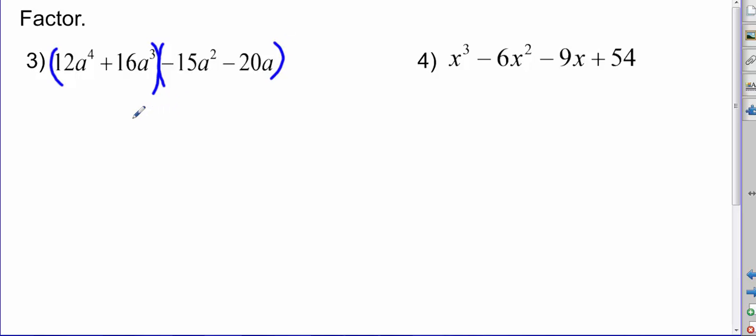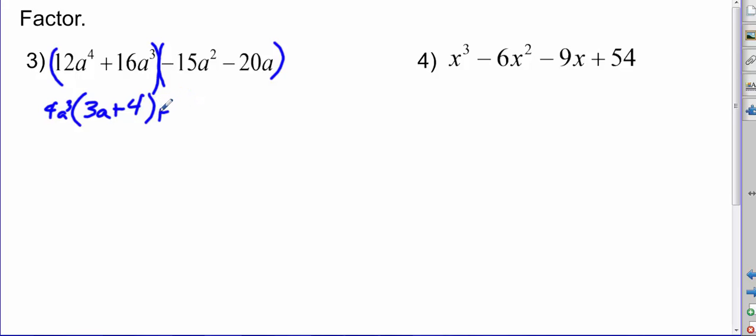Okay, so that's where I'm going to put my parentheses, and I'm actually going to slow down on my steps, and I'm going to just factor the first portion here. So to factor the first portion, we're going to use 4a to the third, and we're going to get a 3a plus 4 inside of parentheses there.